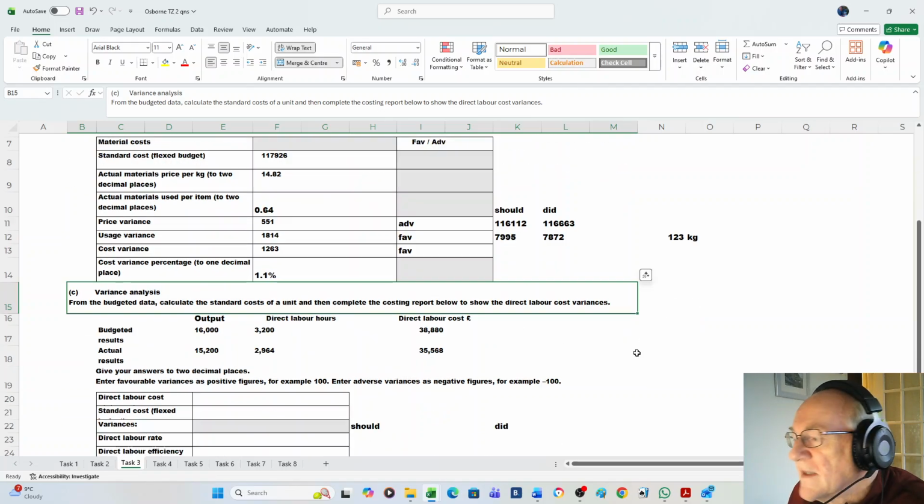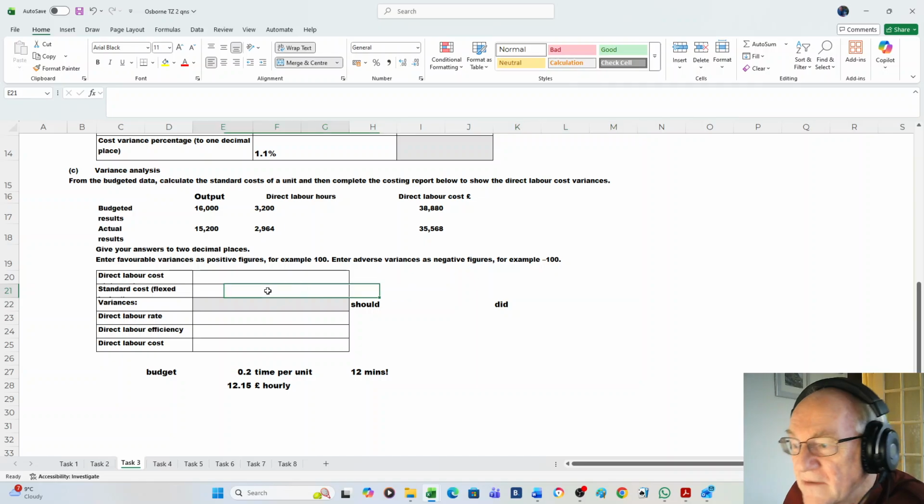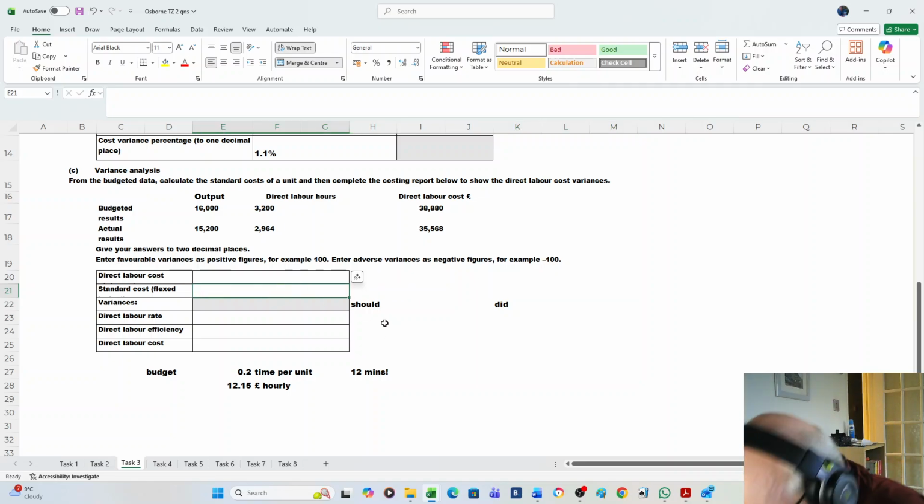And one decimal place, of course. And on to the labour hours. So very similar, except we now want adverse in minus, so we've just got to watch that one out. To save time, I've already worked out that the budgeted 16,000 should say 3,200 hours, that's 0.2 of an hour, and 38,800 works out at £12.15 an hour. That just saves a few seconds on an otherwise relatively basic question.